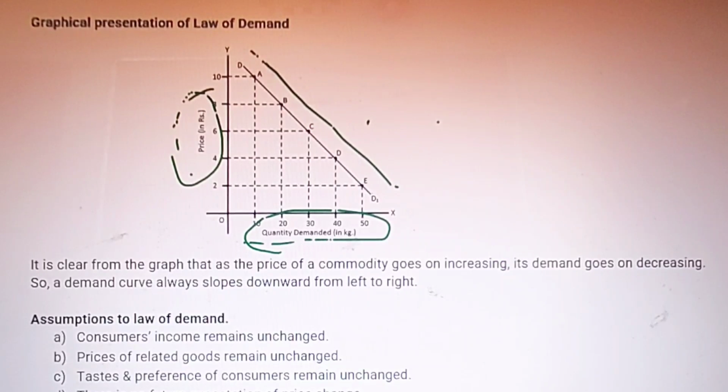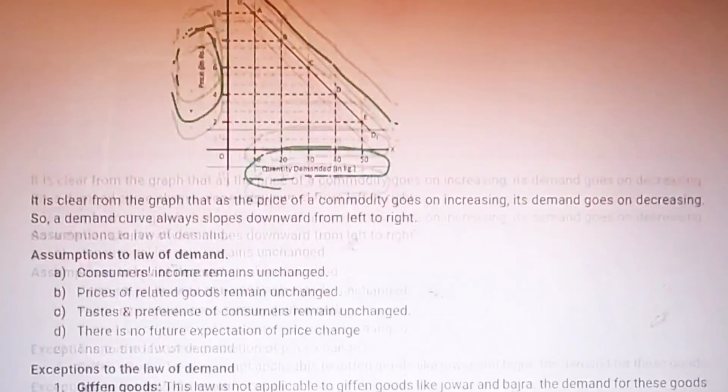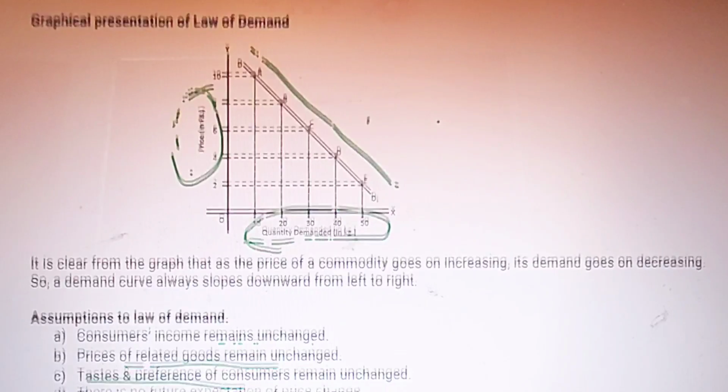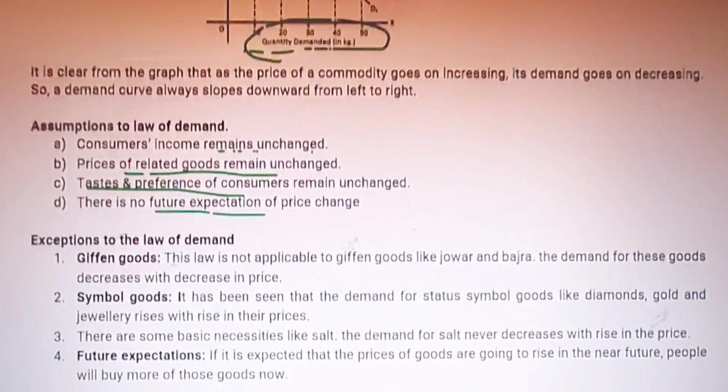Okay, there are a few assumptions of this law. The assumptions are: the income of the consumer remains unchanged. There should not be any change in the consumer's income. The prices of the related goods should not change. The taste and preference of the consumer should not change, and there is no future expectation by the consumer. So these are all assumptions to make this law applicable, right?